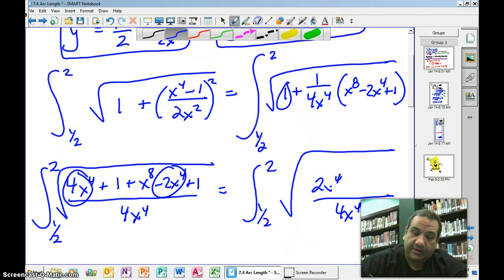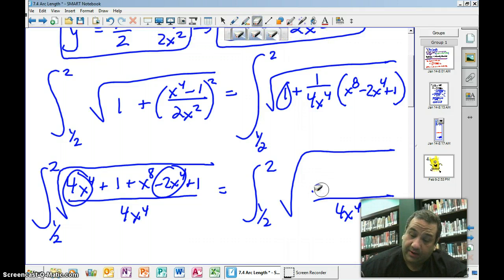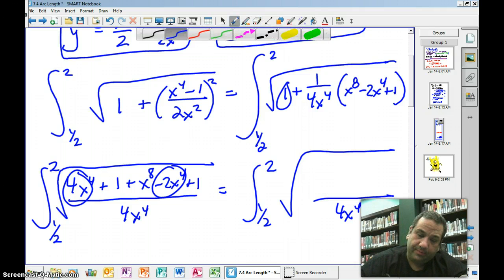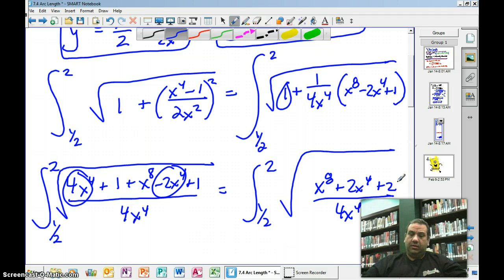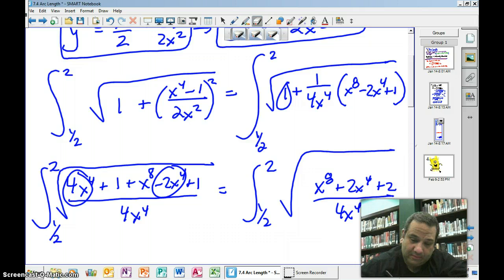Actually, I'm going to write it like this because you might see something, you might not. You're going to see x to the 8th plus 2x to the 4th plus 2. Why plus 2? That one doesn't do it.